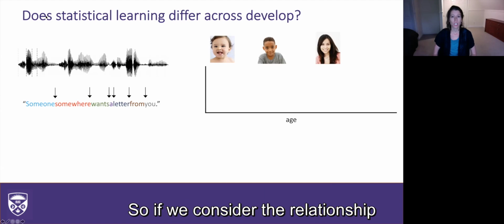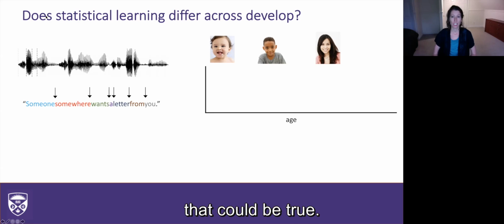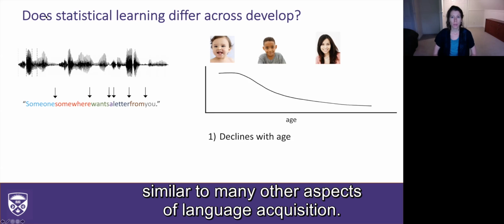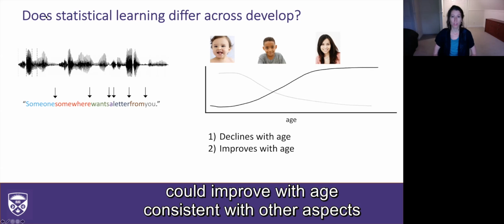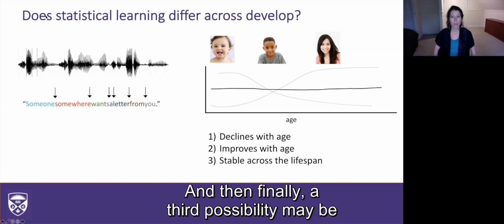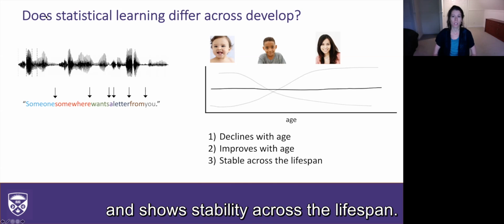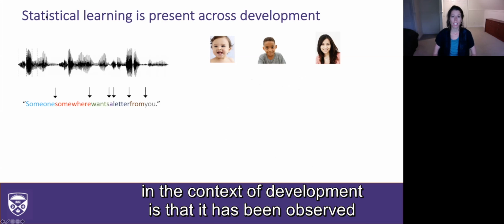So if we consider the relationship between statistical learning and age, there are a number of basic possibilities that could be true. One is that statistical learning may decline with age, similar to many other aspects of language acquisition. A second possibility is that statistical learning could improve with age, consistent with other aspects of cognition, such as attention and working memory. And then finally, a third possibility may be that statistical learning is age invariant and shows stability across the lifespan.